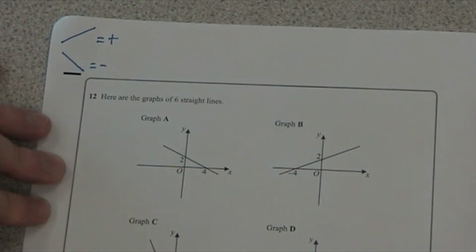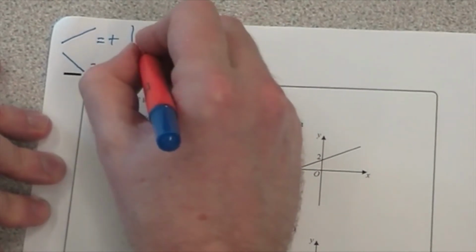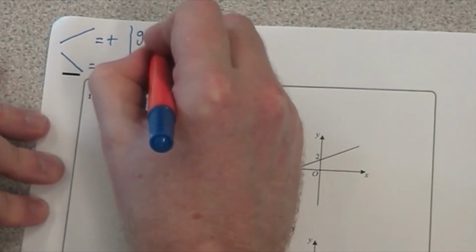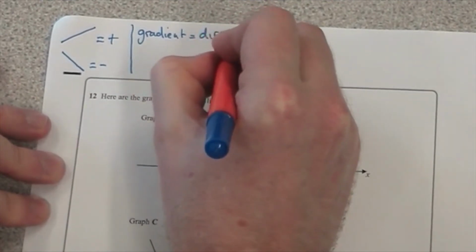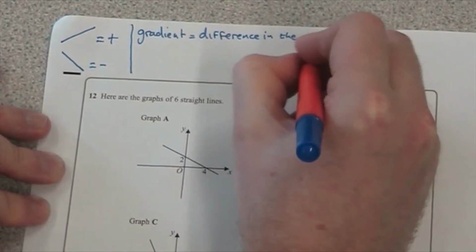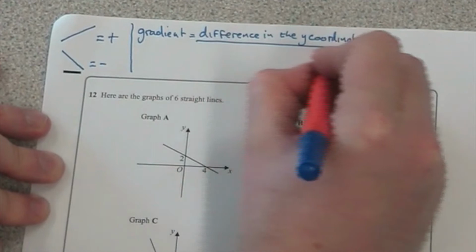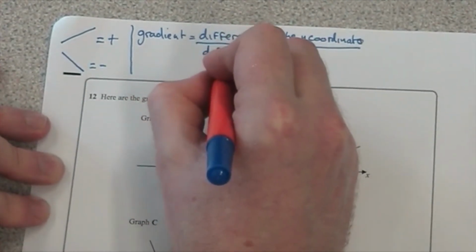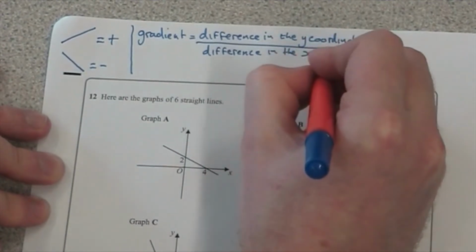The next thing we have to learn how to do, and we must know going into the exam, is how to find the gradient of a line. So our formula for the gradient is the difference in the y-coordinates divided by the difference in the x-coordinates.